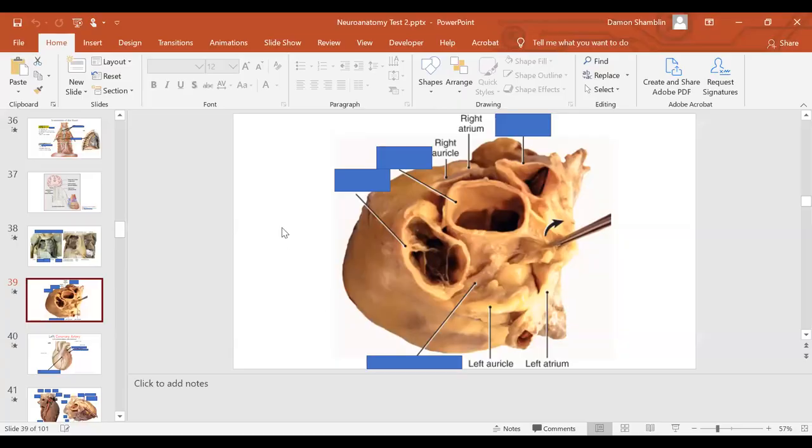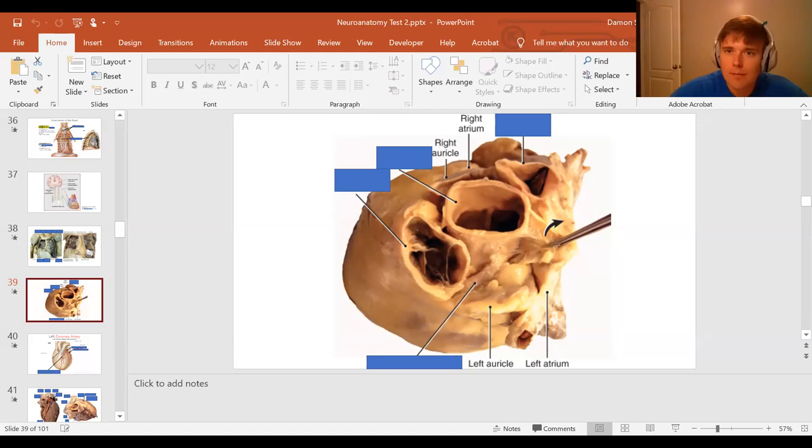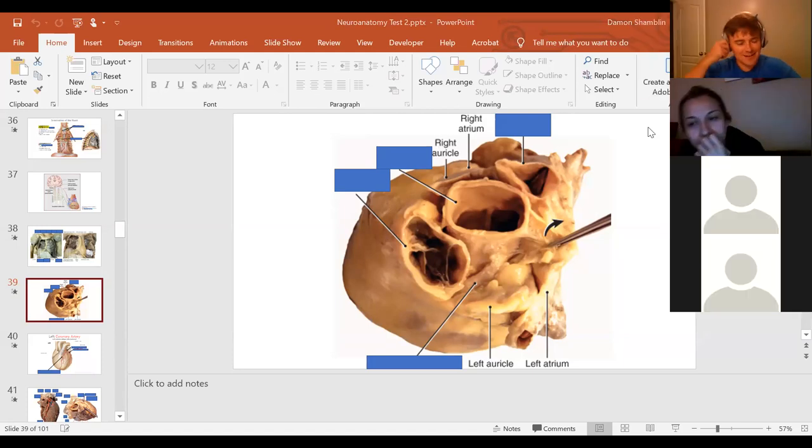Hang on one second, guys. I've got a phone call. Hang on. Oh, I need it. What number slide are we on? Do y'all know? 39 of 101. Well, wait, how many total slides are there? 101 on this. Wow. Unfortunately, I know the first half a lot more than I know the second half.